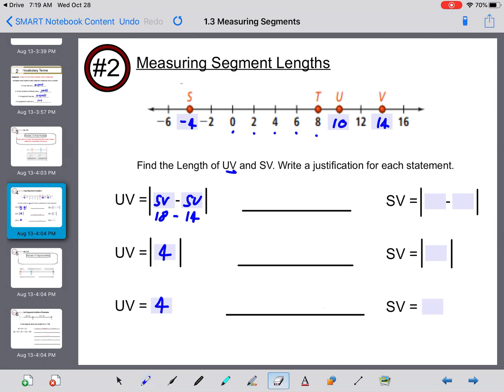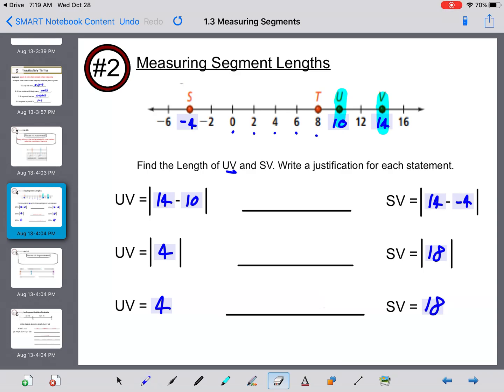Another way to solve for UV would be to simply say V is 14 and U is 10. 14 minus 10 is 4, and the absolute value of 4 is 4. The length of SV would be -4 for S, and V is 14, so 14 minus -4. When you get those double negatives, it turns into a positive, and 14 plus 4 makes 18. So the length of line SV is 18.